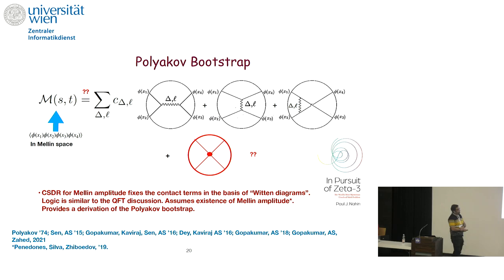So very timely, there's this book that was written a couple of years back, which has the title In Pursuit of Zeta 3. I've read this book. It's a beautiful book. I strongly encourage that you read it. So this approach, the crossing symmetric approach, actually fixes these contact diagrams and provides a rigorous derivation of the Polyakov bootstrap.